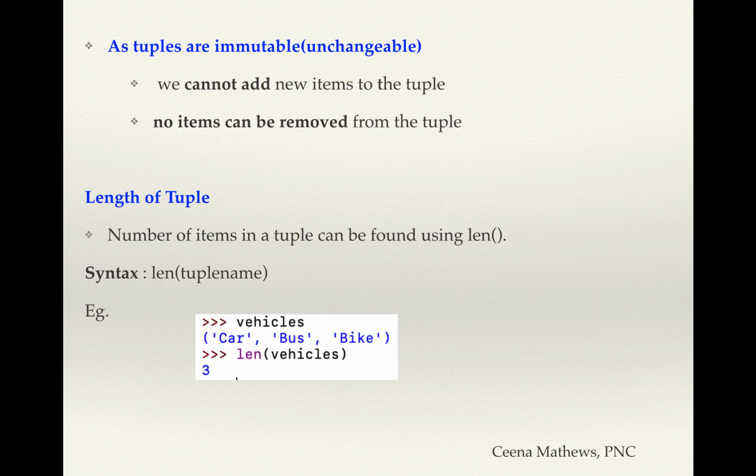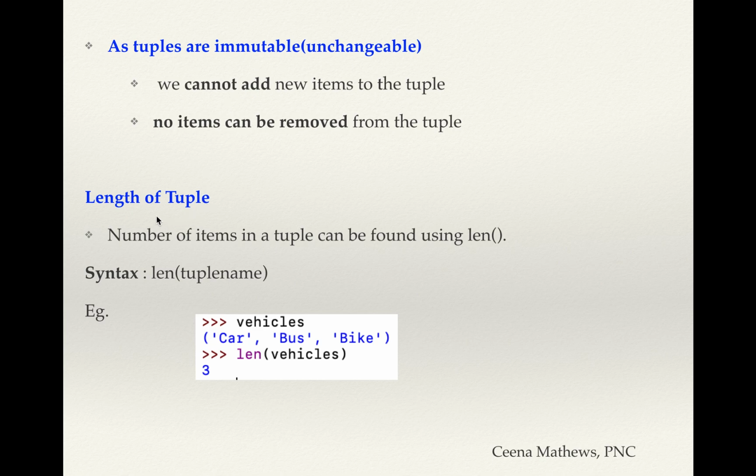Next, we'll discuss the operations that can be done over tuples. As tuples are immutable or unchangeable, we cannot add new items to the tuple, and no items can be removed from the tuple either. This too cannot be done since it is unchangeable.